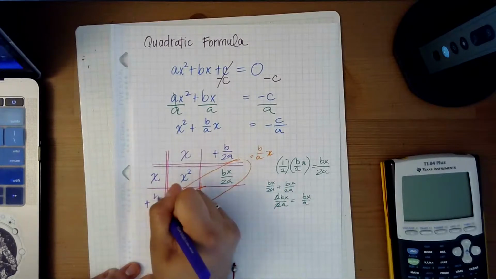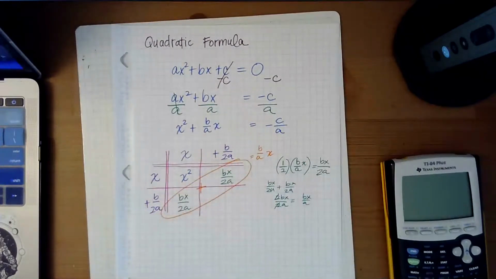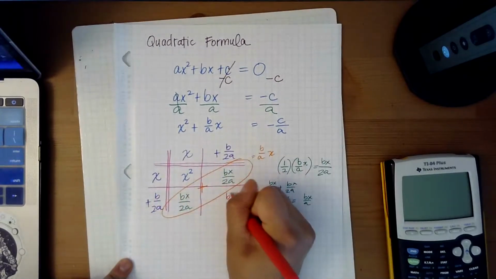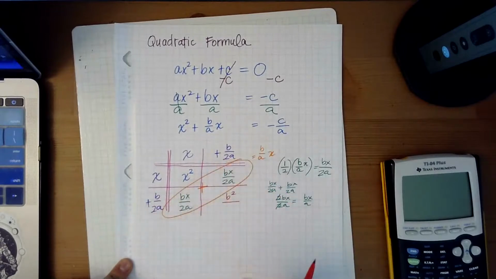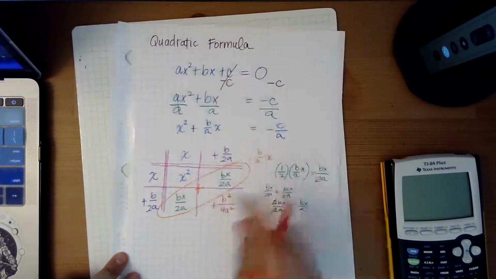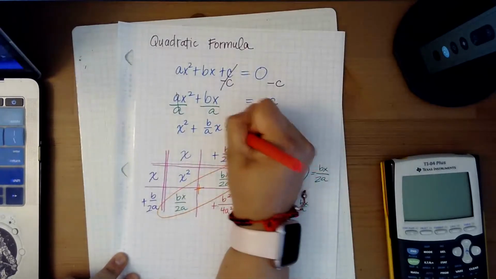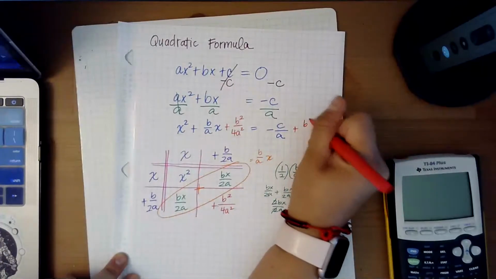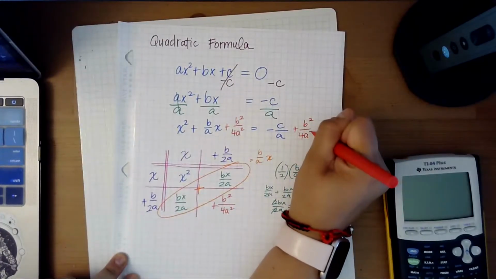Another b over 2a. And now that I have this, what's the term here? Well, top gives me b squared, and bottom, 2a times 2a gives me 4a squared. So this is what I'm going to add to both sides. I am simply completing the square.